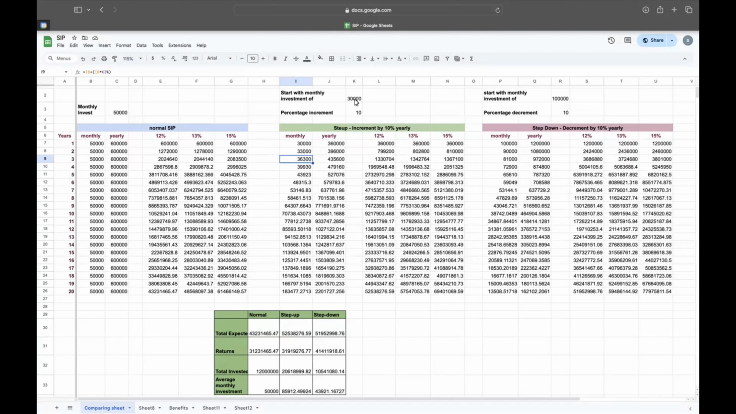Now let's talk about step up SIP. Let's say I choose to invest 30,000 every month in the first year, and I want to increment it by 10% every year. So in the first year, I'll be investing 30,000 every month for the entire year. In the second year, I'll increase it by 10% of what I invested in the first year, so that is 33,000. And in the third year, I'll increase it by 10% of the second year, so that is 36,300.